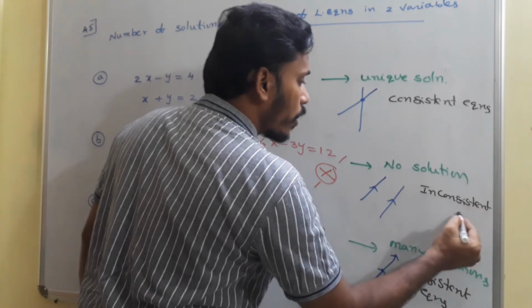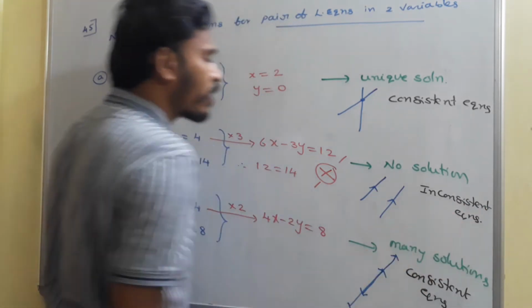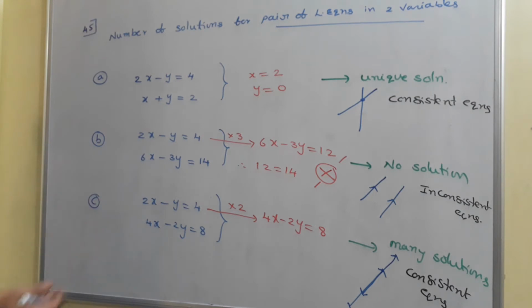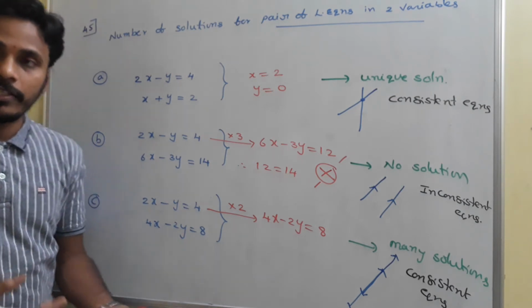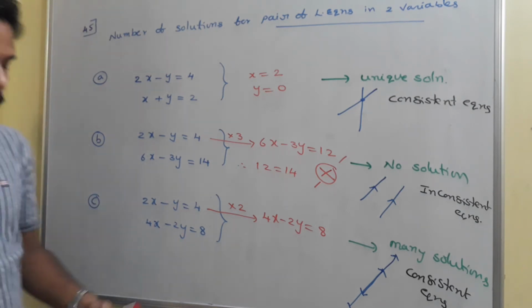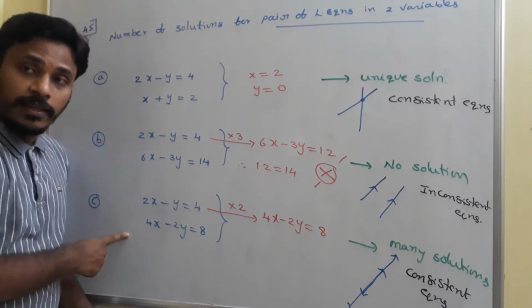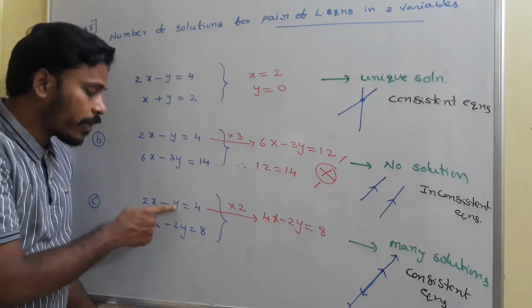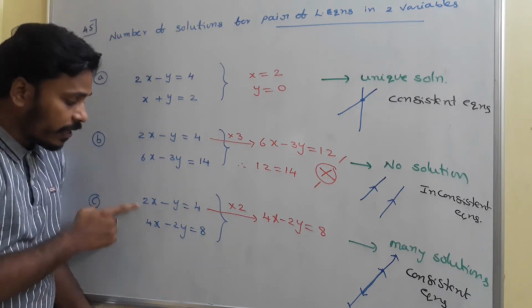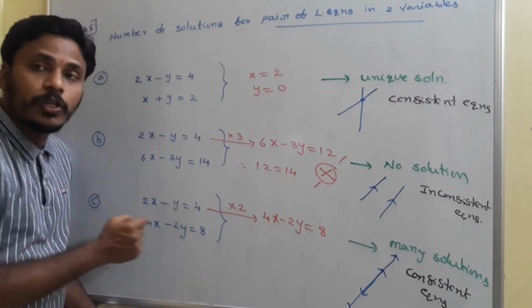Okay, just think once. Basically we are discussing with an example, and in the next part we are going to generalize it. Right. And in the next case, if you look at the equations once again, in the last case itself, the first equation is 2x minus y equals 4, and the second equation is 4x minus 2y equals 8.